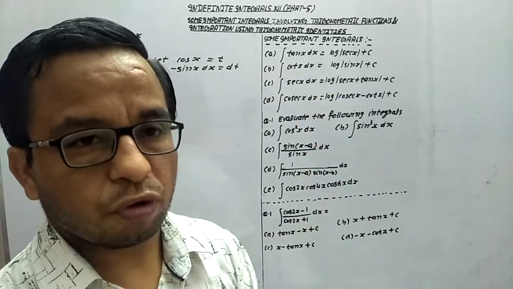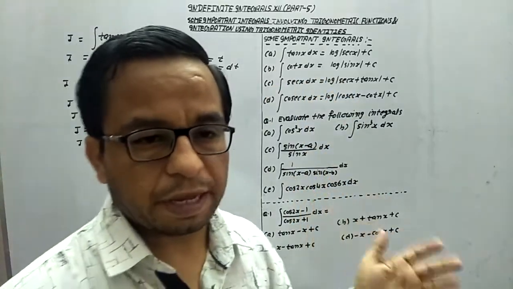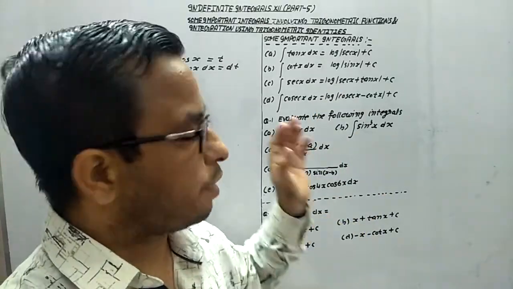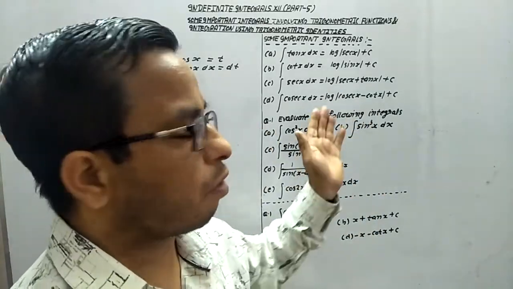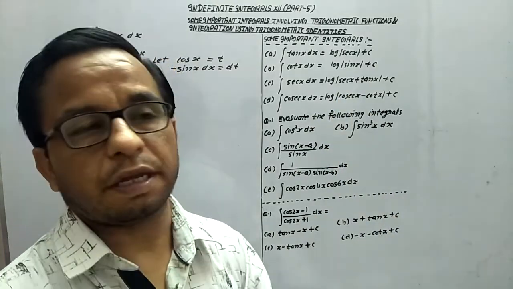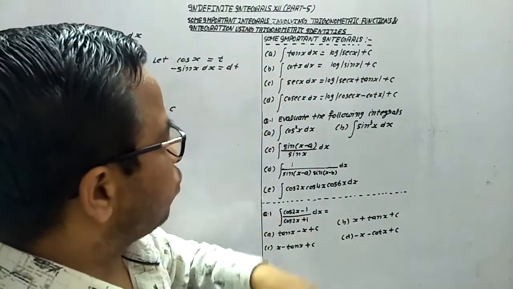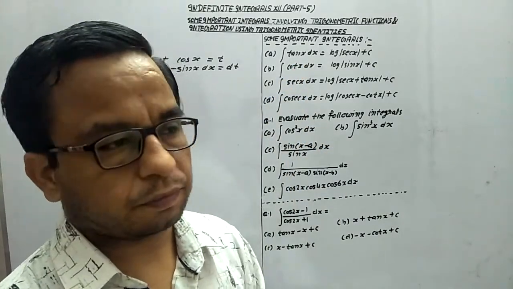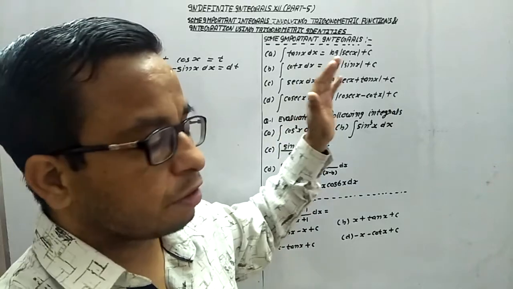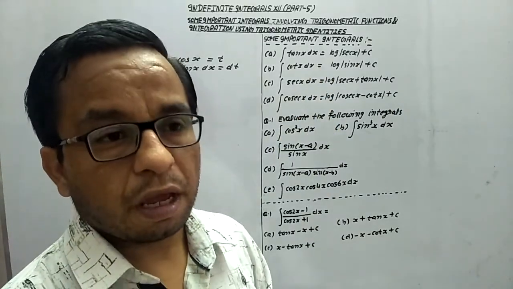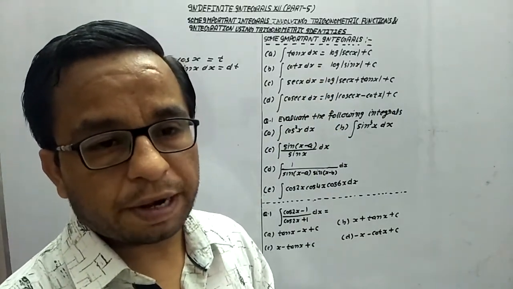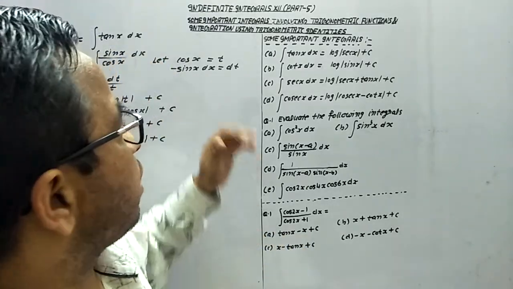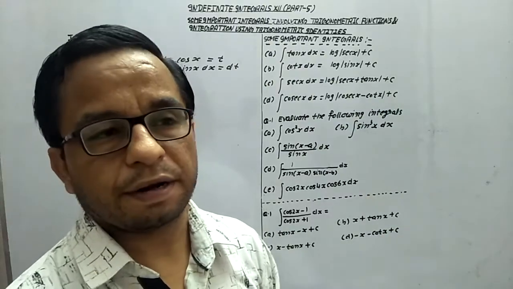Integration of cot x is equal to log sin x plus c. Integration of sec x dx is equal to log sec x plus tan x plus c. Integration of cosec x dx is equal to log cosec x minus cot x plus c. So we have to include these 4 formulas also, along with the formulas we have learned. Now, using these formulas and the trigonometric identities, how will we solve the questions? That is known as integration using trigonometric identities.